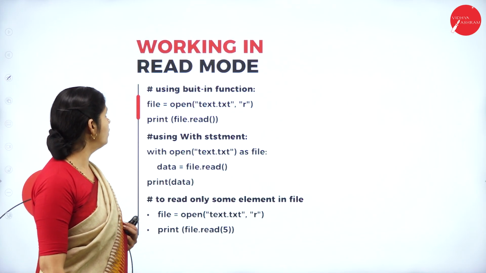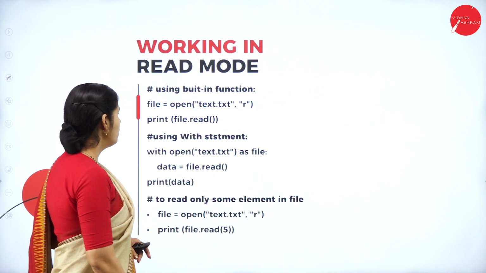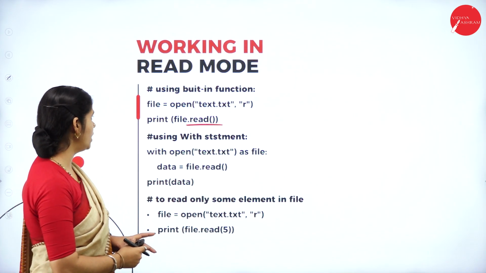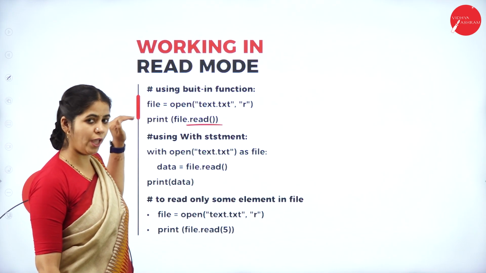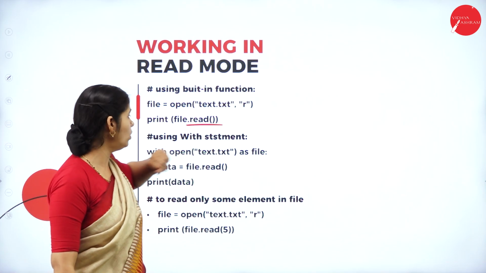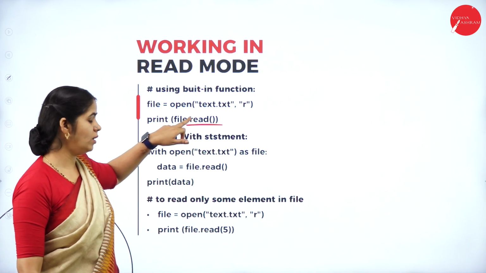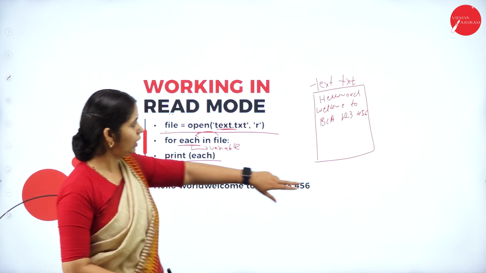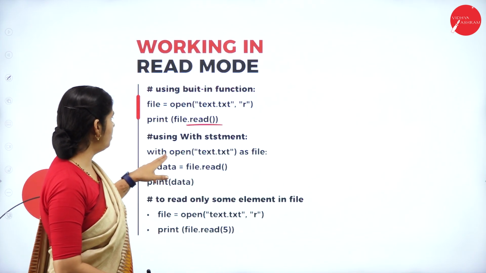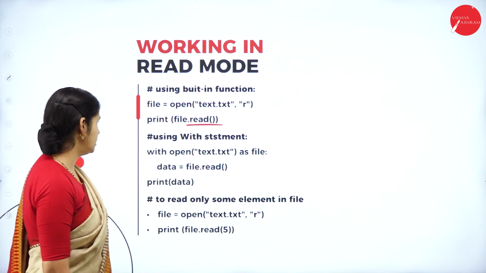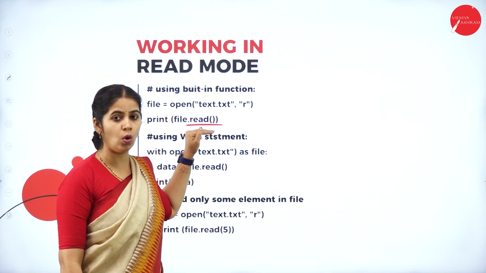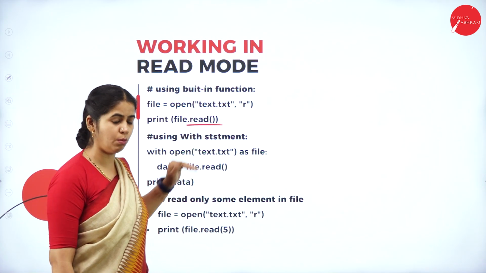So one more type we are using is the read function, which means we can use the pre-built or inbuilt function read. Here the format is the same: file format, open text.txt in the read mode, then print file.read. It will read the complete text which is there in the text.txt, and it will be displayed as it is. Using the with statement, what is this? We can use the read operation with the with statement also.